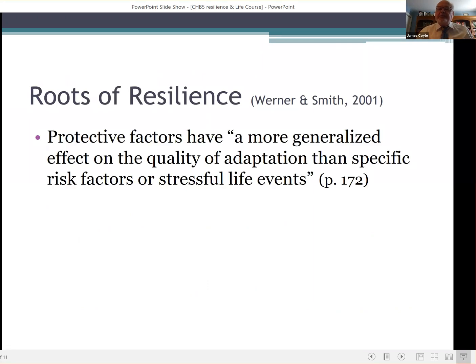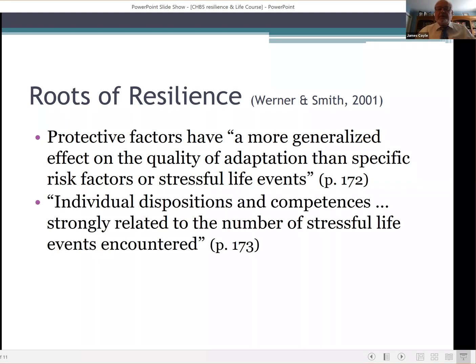Werner and Smith talked about three roots of resilience, which I think are really helpful. First of all, the protective factors have a more generalized effect on the quality of adaptation. I found this in my own research on families: families tended to have resilience in many different ways or in few ways. So when you look at resilience factors, the protective factors, you want to start with whatever seems to be strongest and go with that, because that's their strength and they have more of a possibility of having success. That's something that can be really important.